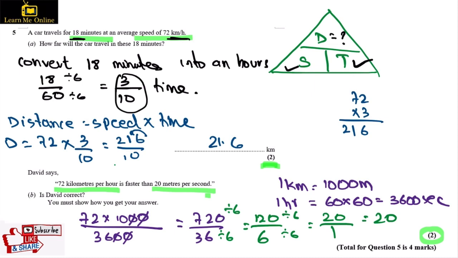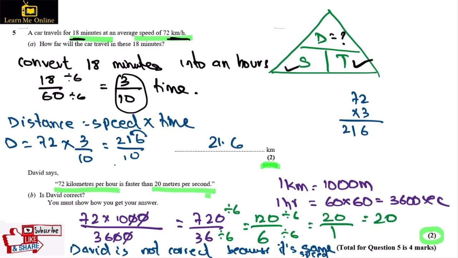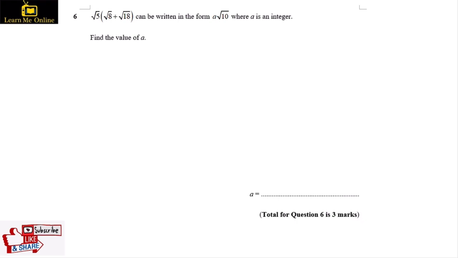I'm going to write down the final answer, because for these sorts of questions you have to write down the final statement. So I write: David is not correct because it's the same speed. Whenever you show the working out, remember to write one line of statement giving the conclusion of your value.